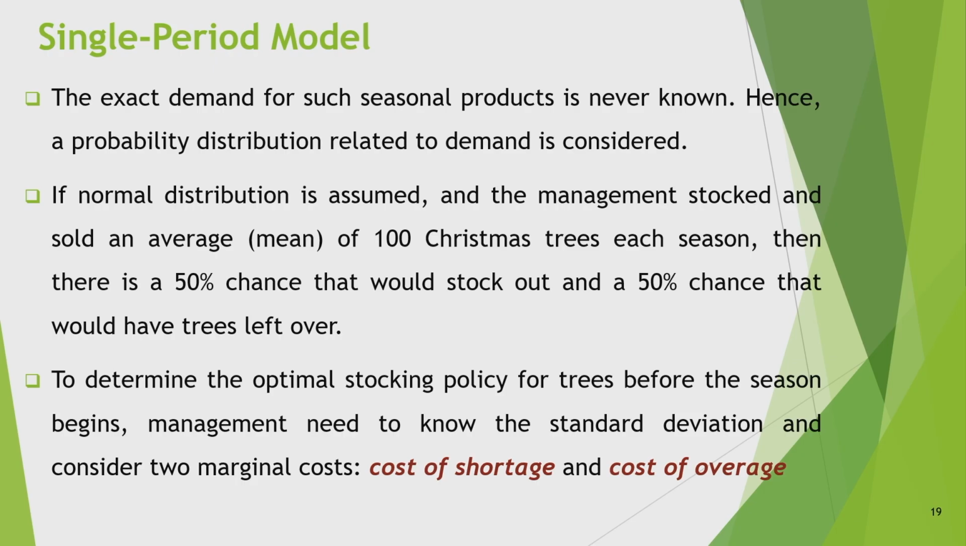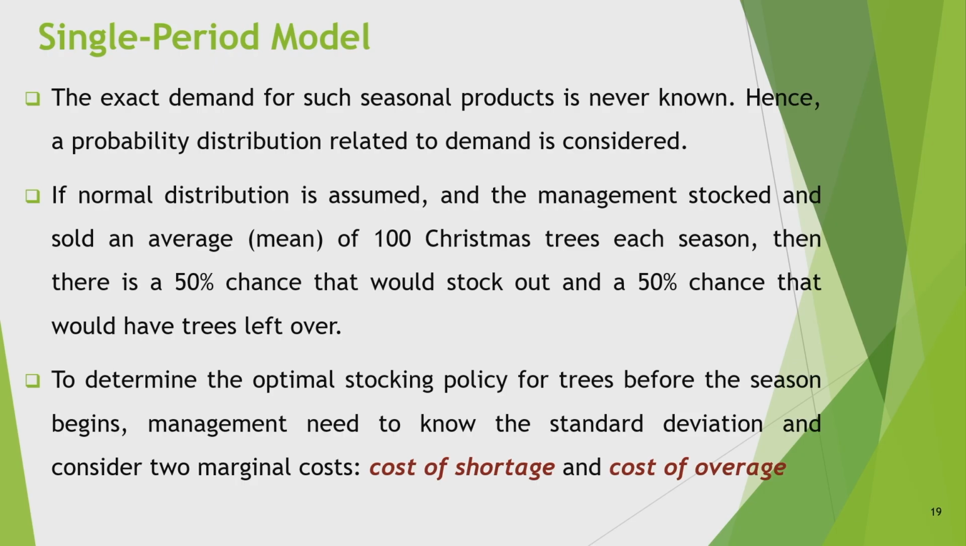If a normal distribution is assumed and the management stocked and sold an average of 100 Christmas trees each season, then there is a 50% chance that they would stock out and a 50% chance that they would have trees left over. So, that is the thing: because you calculated that the average is 100, it can go this way or that way. To determine the optimal stocking policy for trees before the season begins, management needs to know the standard deviation and consider two marginal costs. One is the cost of shortage and the other is the cost of overage.